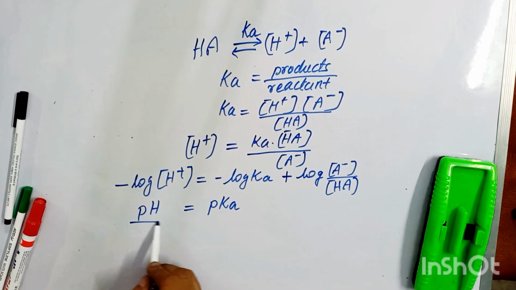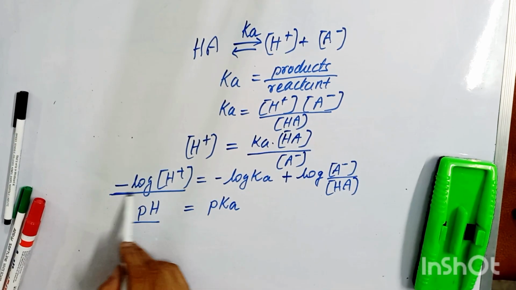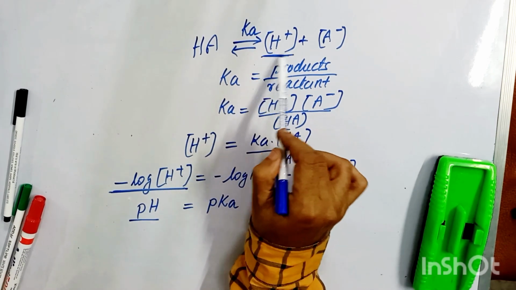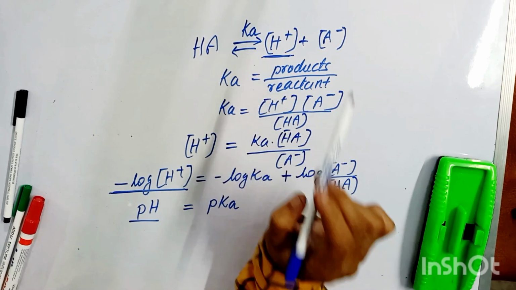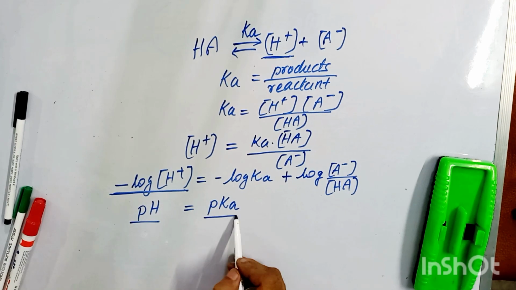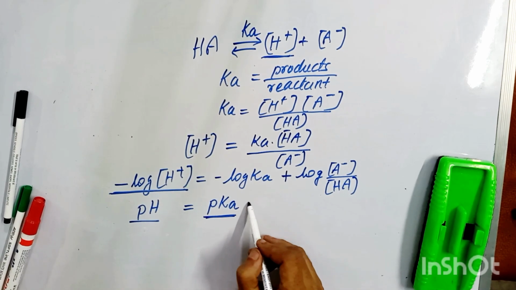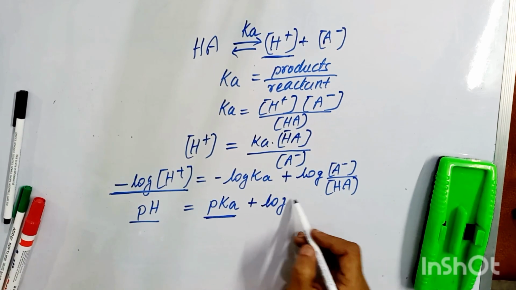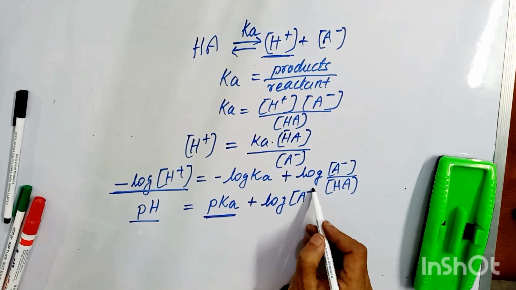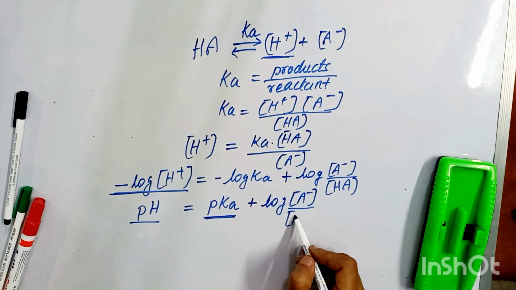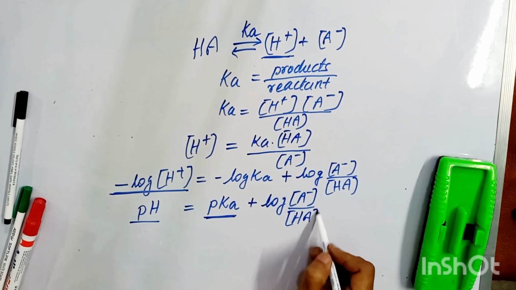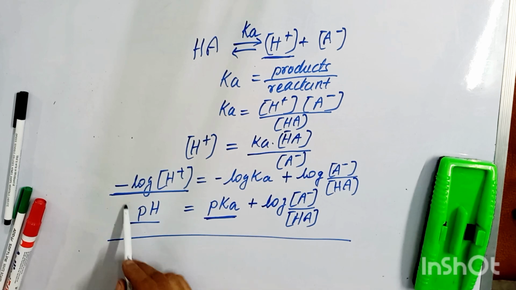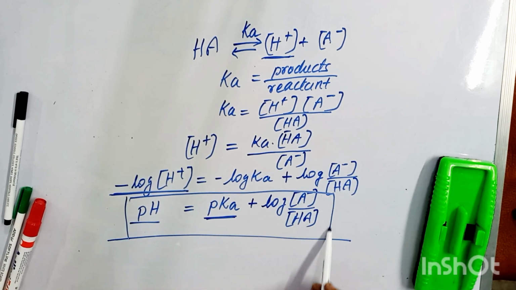So pH, the negative log of hydrogen ion concentration that the acid liberates, is equal to pKa plus log of A minus by HA. Now, what is the implication? This is the Henderson-Hasselbalch equation. This is called the Henderson-Hasselbalch equation.